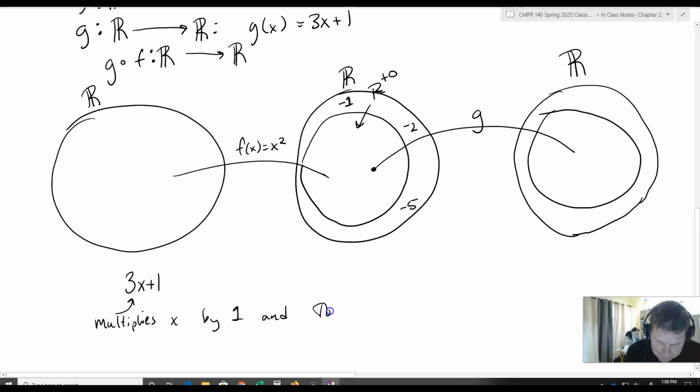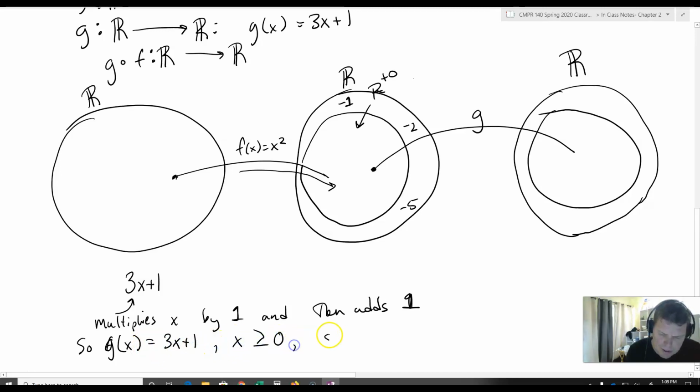And then adds 1. Okay? And the smallest value, because what we've done is pick out values from the real numbers and gone into only the non-negative values, the smallest value that I can get for x is going to be 0. So in this case, g of x equals 3x plus 1, and our x's have to be greater than or equal to 0, so g of 0 is going to equal 3 times 0 plus 1.